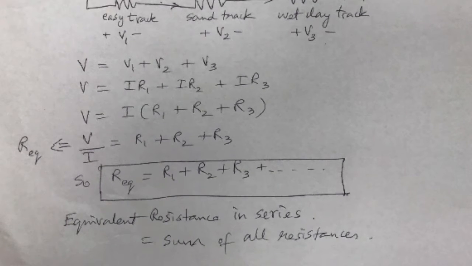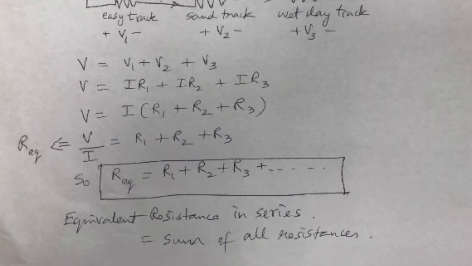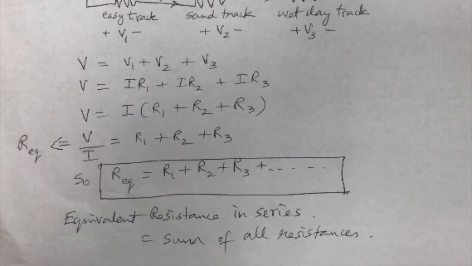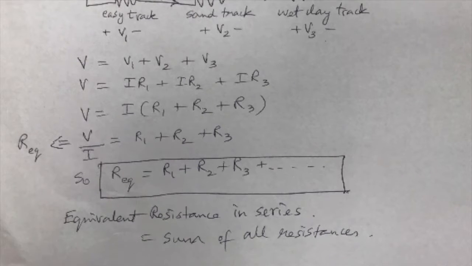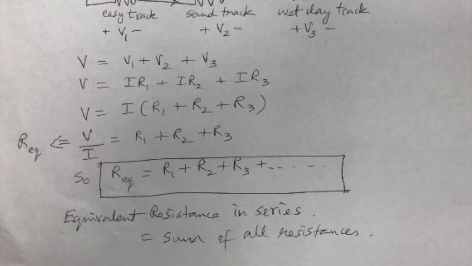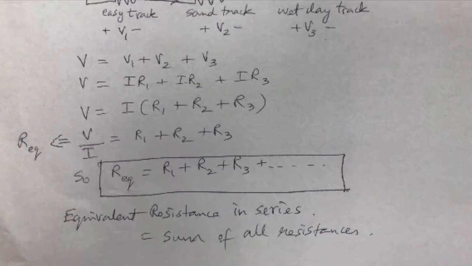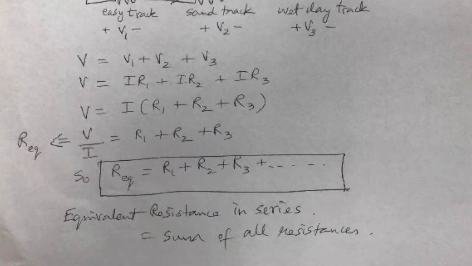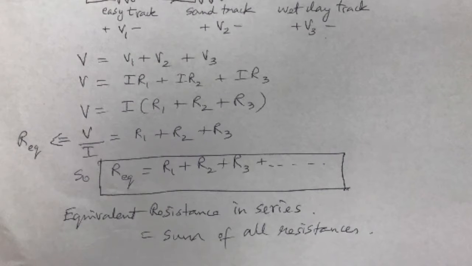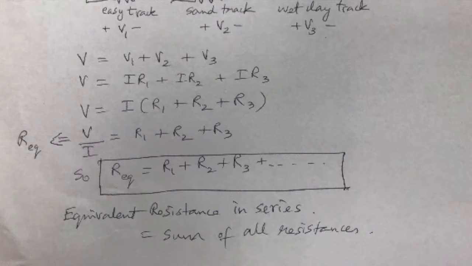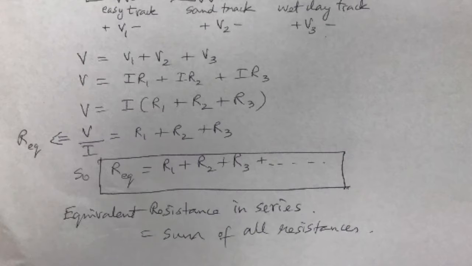So if I divide through by I, I get V over I is R1 plus R2 plus R3. And what is V over I? What is this divided by this supposed to be? It's supposed to be R, right? And what is that R? That is the resistance offered by all of them together. We call it R equivalent. R equivalent means like one track. This is one track that can replace all the three tracks and yet pose the same difficulty.